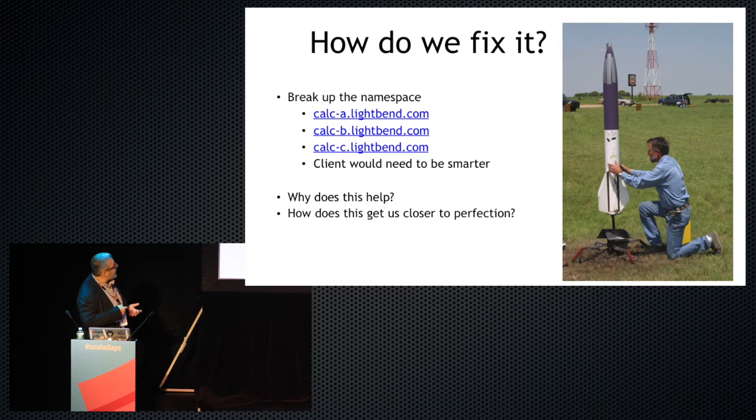Well, we would break it up, let's say, into multiple namespaces and maybe make a smart client. And I'm just throwing this out as one way to do it. Yes, that's a rocket with duct tape, and that looks like a gas station in the background. What could possibly go wrong? Ship it. Go to production.